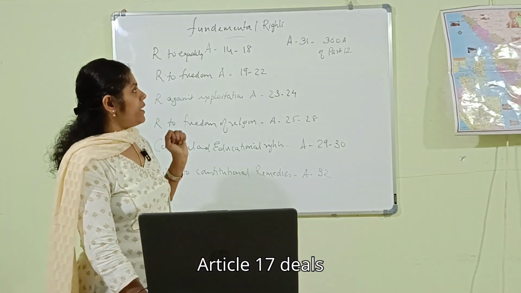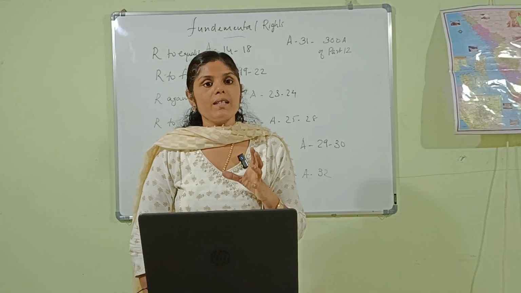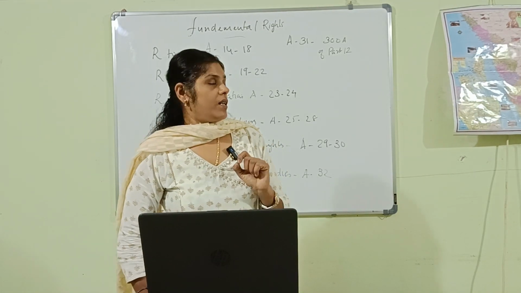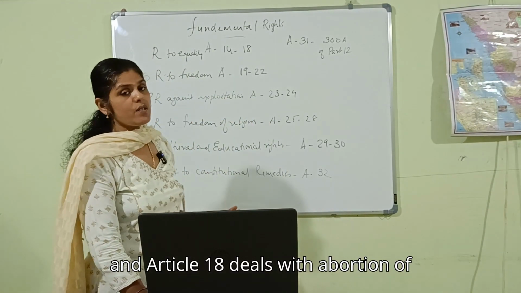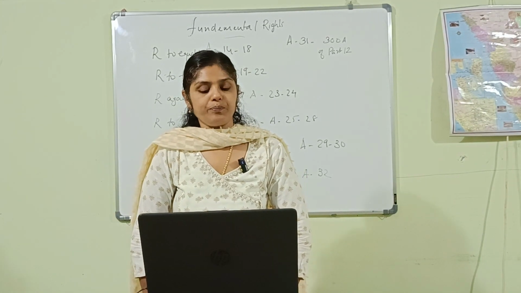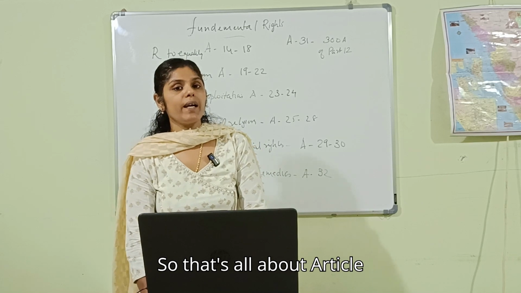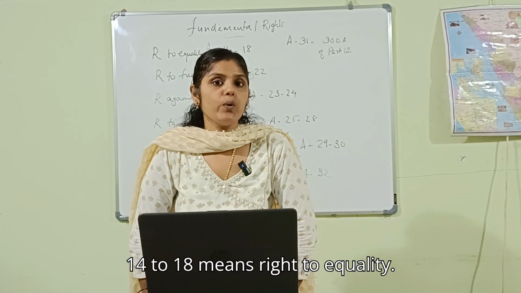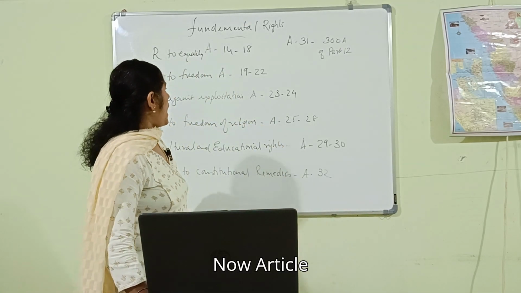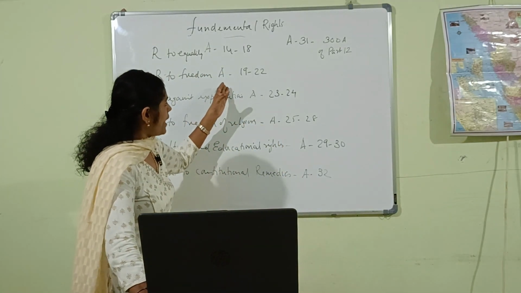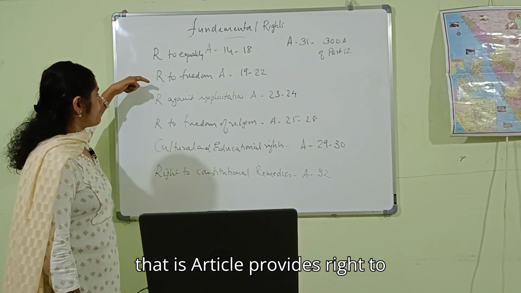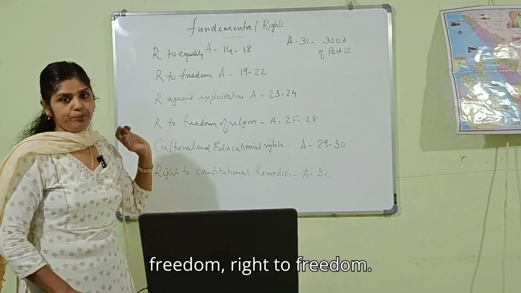Article 17 deals with abolition of untouchability, and Article 18 deals with abolition of titles except military and academic. So that's all about Article 14 to 18, meaning right to equality. Now, Articles 19 to 22, that article provides right to freedom.